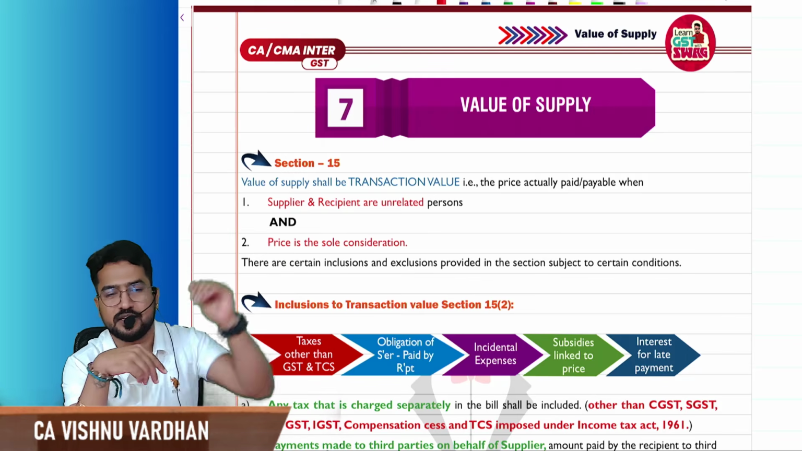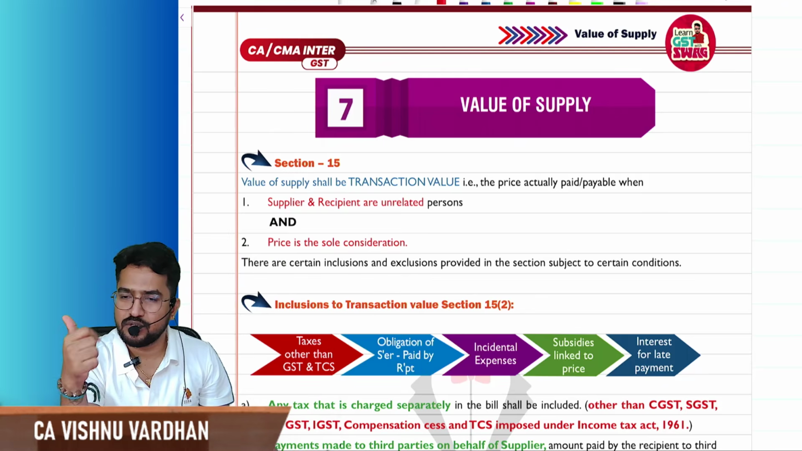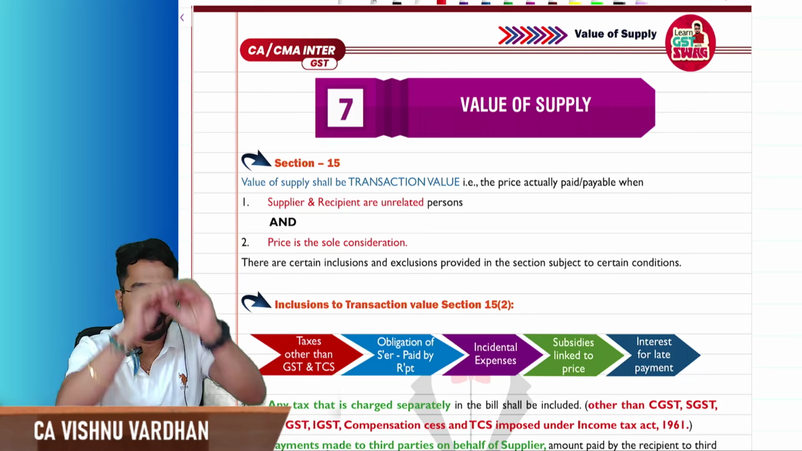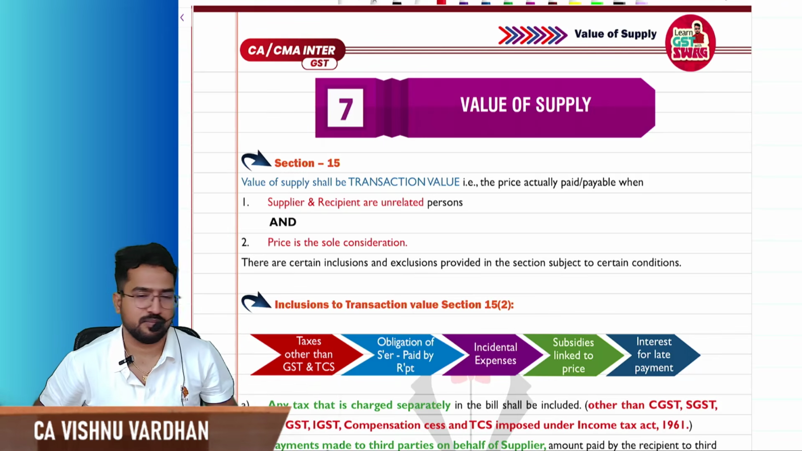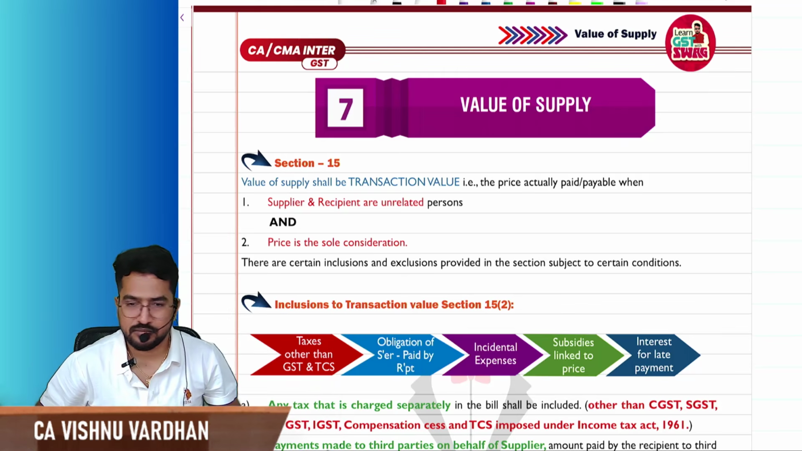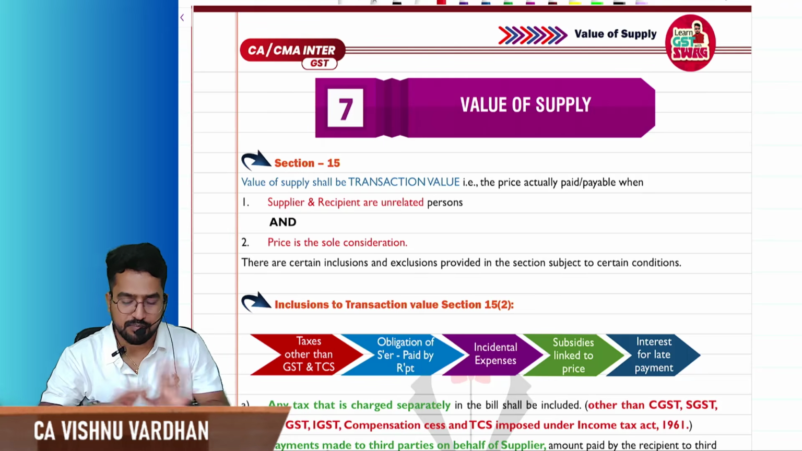That is CA Final syllabus. You will see the valuation rules. Very simple. Price is the sole consideration. Supplier and recipient are not related. Whatever the price actually paid or payable. Are you able to understand? We continue. So that is the concept. Shall we move on? Simple.